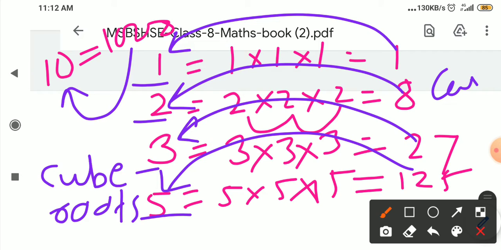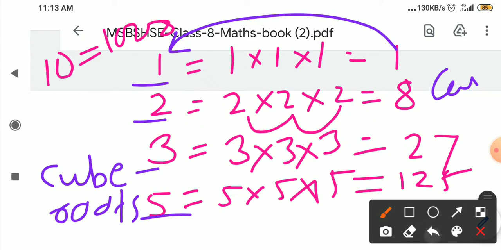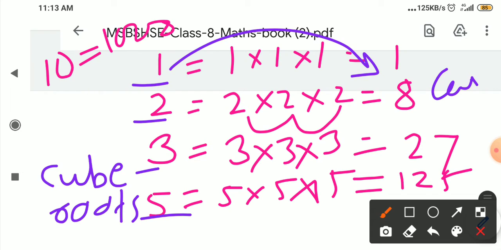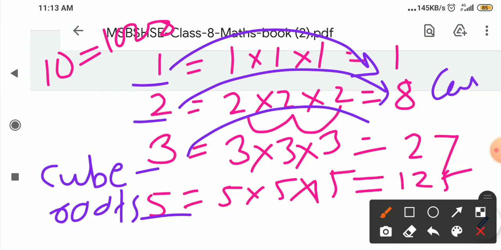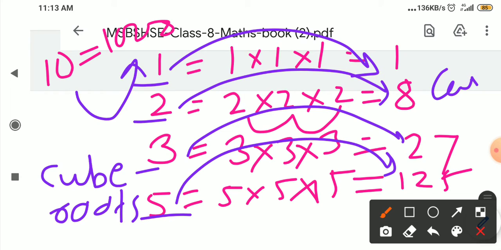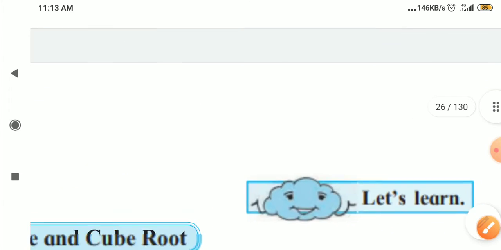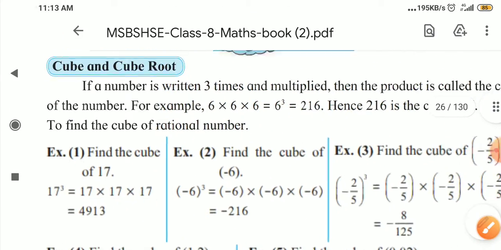Whenever we are reading the cube, how do we read it? 1's cube is 1. Cube and cube root, if the difference between these two is clear, then no problem. 2's cube is 8, 3's cube is 27, 5's cube is 125, 10's cube is 1000. In this way, these are the cube and cube roots given in our lesson.